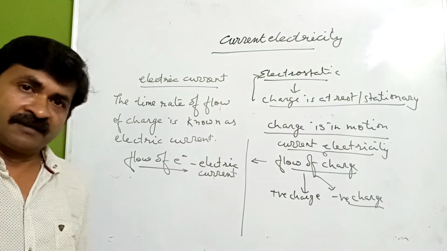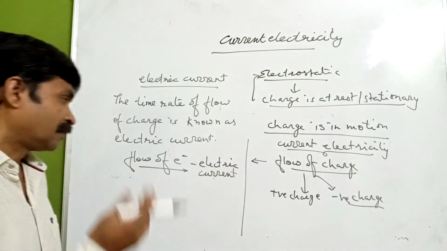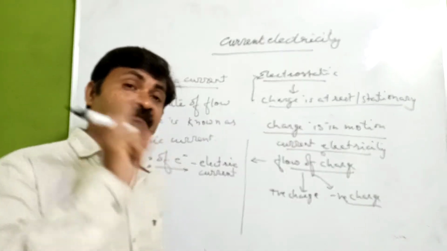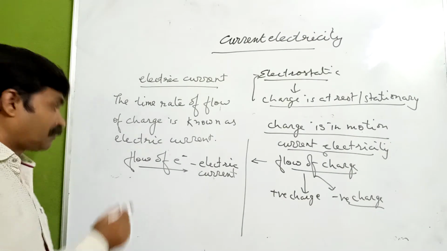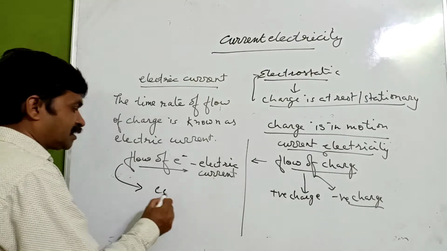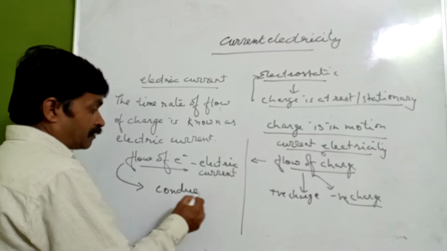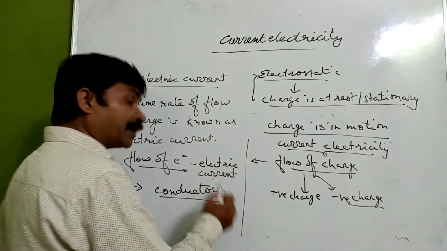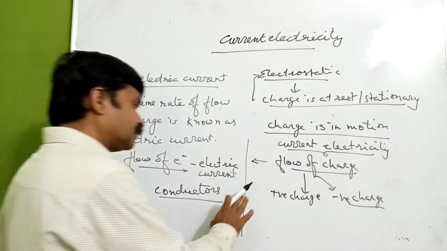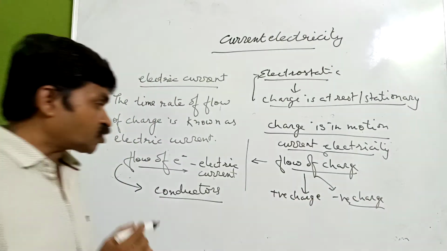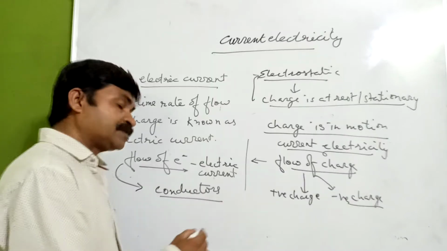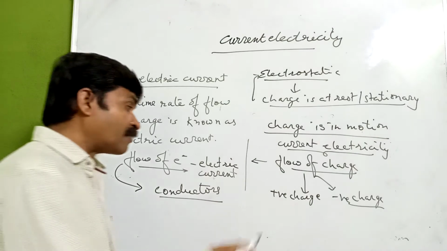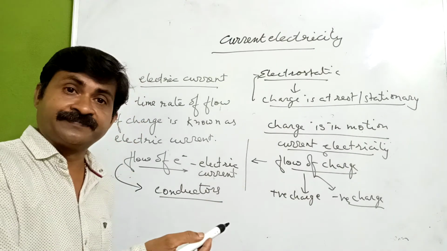Only flow of electrons is there and they are in a ready position. Why are they in ready position? Because there are conductors through which the current is flowing. In conductors, there are so many atoms, and they have some free electrons which are moving from one atom to another atom.